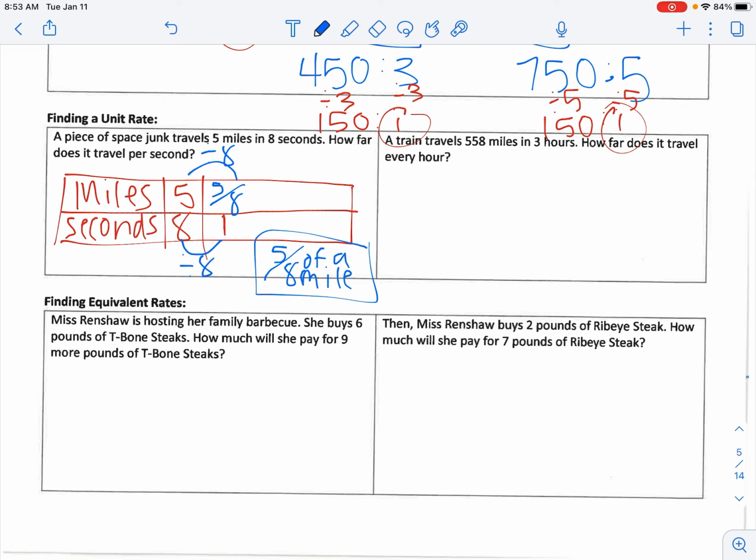Next, it says a train travels 558 miles in 3 hours. How far does it travel every hour? So again, we're finding the unit rate. So we're going to create our table.